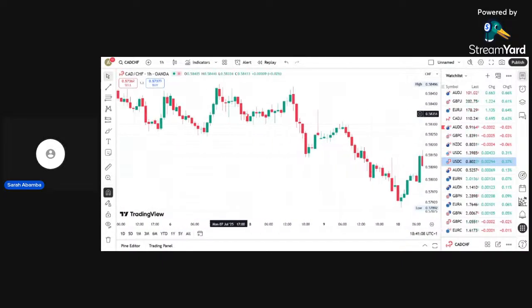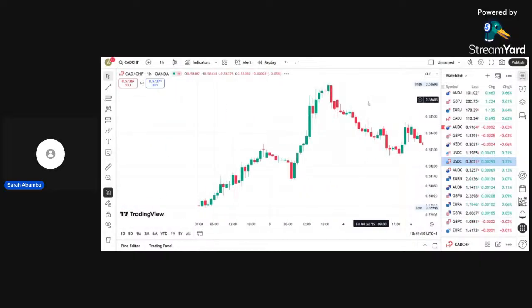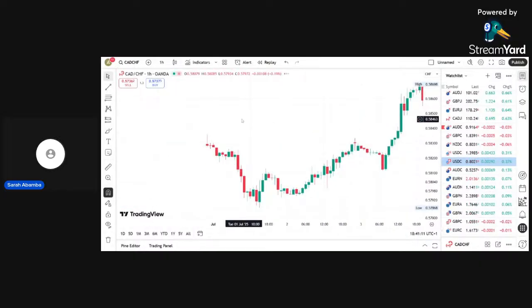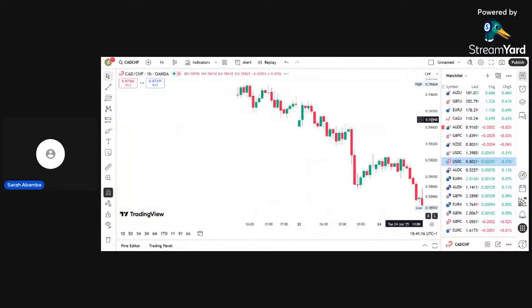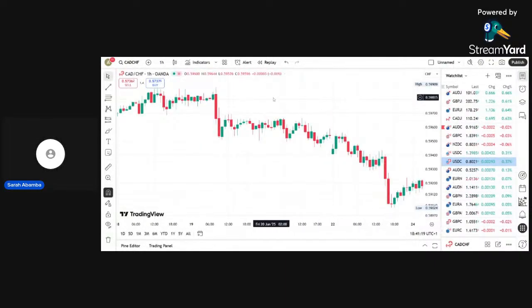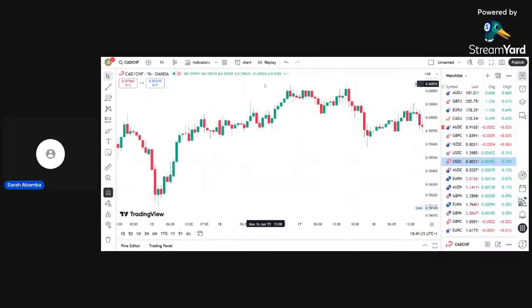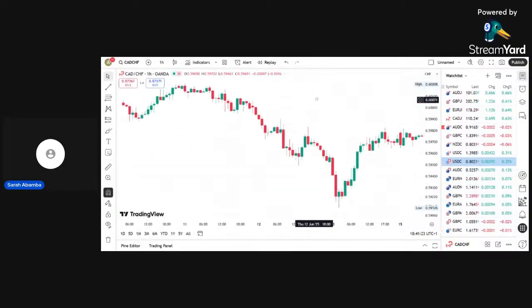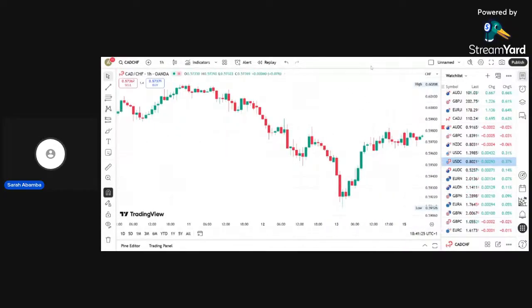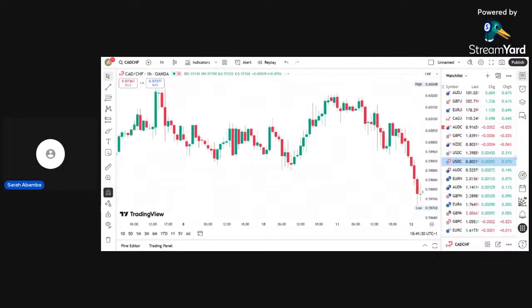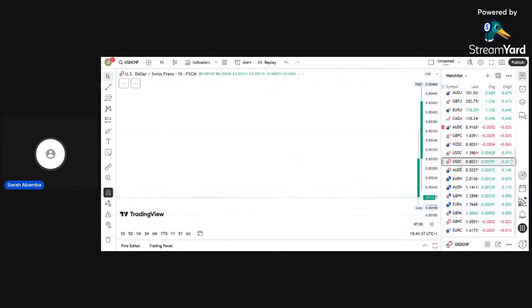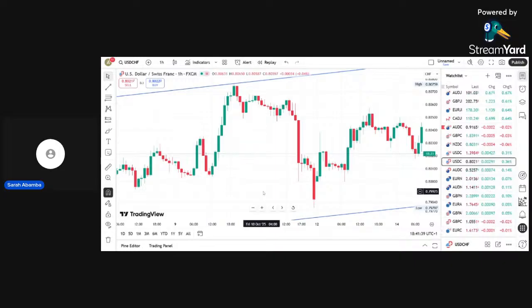Let me look for another example. Hope you are getting everything that I'm saying, so that I'll not be speaking jargon and you guys are not carried along. I'm not seeing any good example here. I actually don't trade it, so my eyes are not really on it. Let me look for it in another pair.